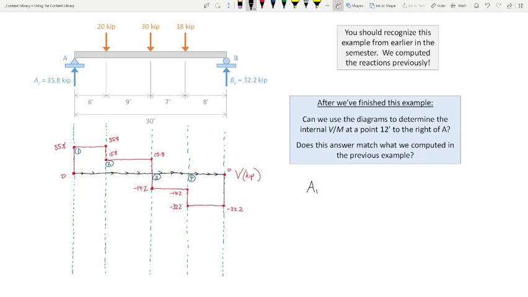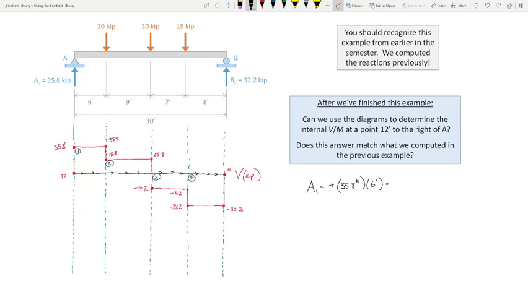So let's look at the area of 1. I propose the area of 1 is positive because it's above the x-axis, and it's 35.8 kips. Notice how the height is in kips, and the width, what's the width of that rectangle going to be? 6 feet. Okay, that's interesting. So if I compute the area, the units are going to be foot kip. The area of the shear diagram, the units are in moments. They're in foot kip. So that's something to think about.